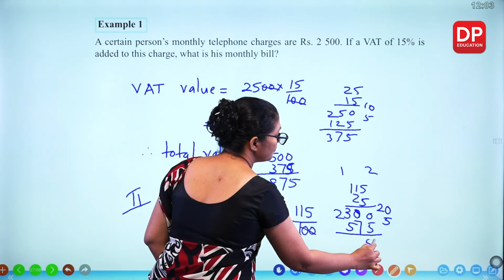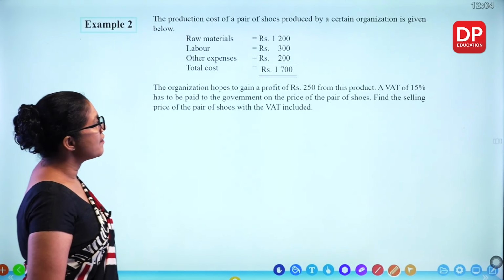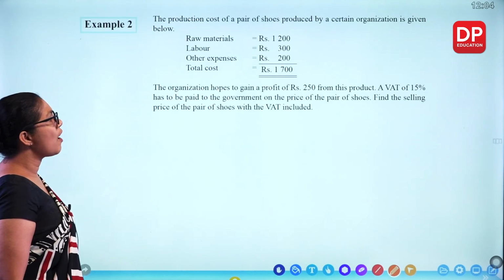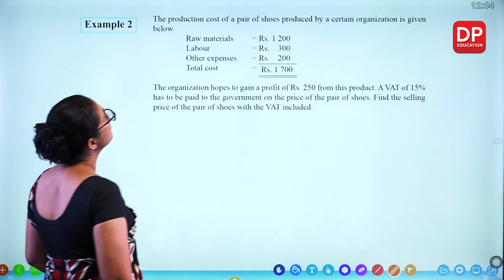Example number 2. The production cost of a pair of shoes produced by a certain organization is given below. The organization hopes to gain a profit of 250 from this product. A VAT of 15% has to be paid to the government on the price of the pair of shoes. Find the selling price of the pair of shoes with the VAT included. So what's the total cost? 1,700.